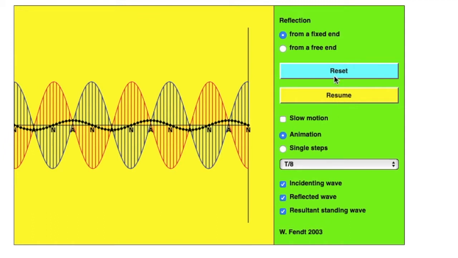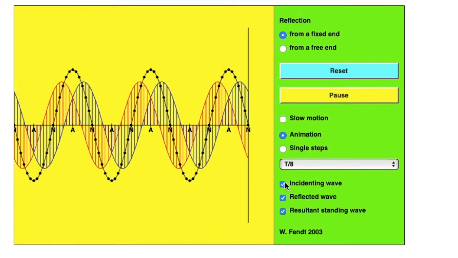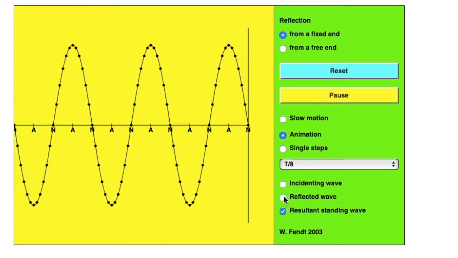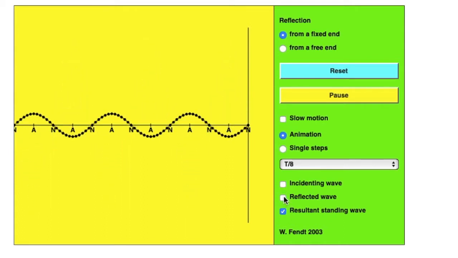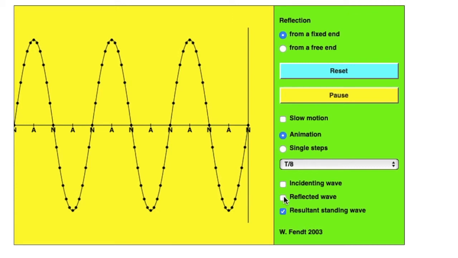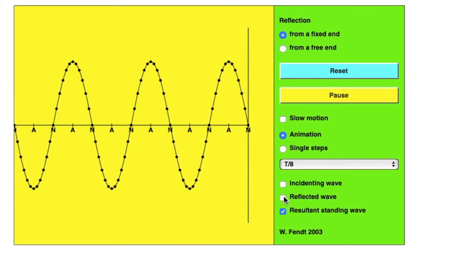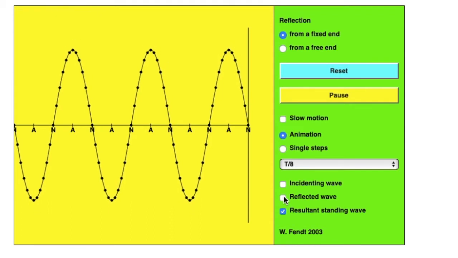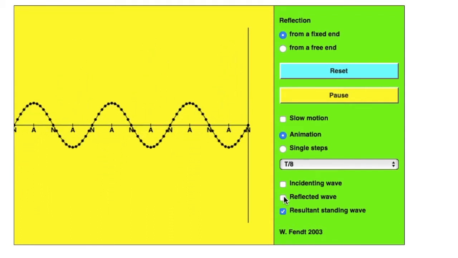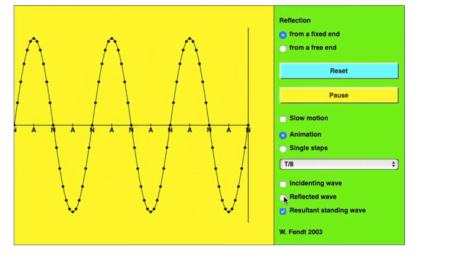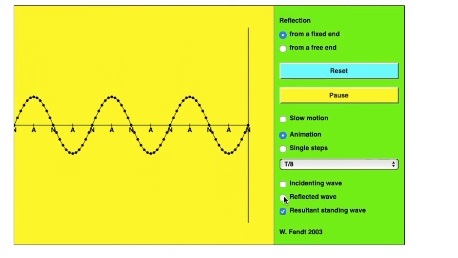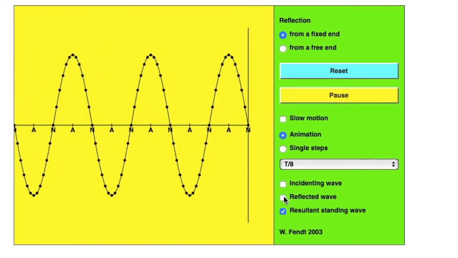So if you watch the resulting standing wave only, this is what you would see. You wouldn't see the individual wave energies that contribute to this. But this is a standing wave. And you've probably seen this, you could make this in a rope or a spring, but it's going much faster in general in real life.